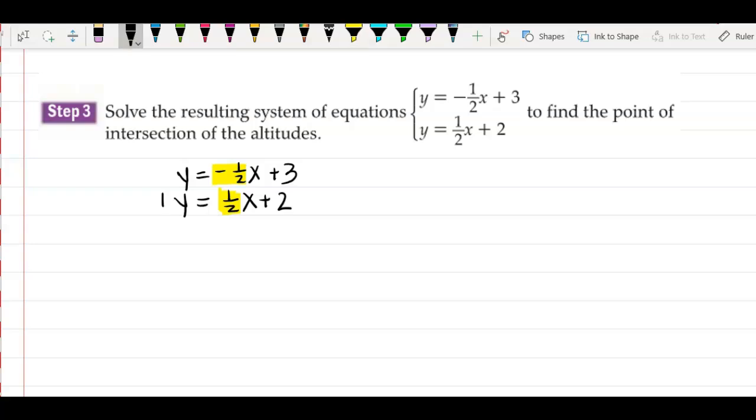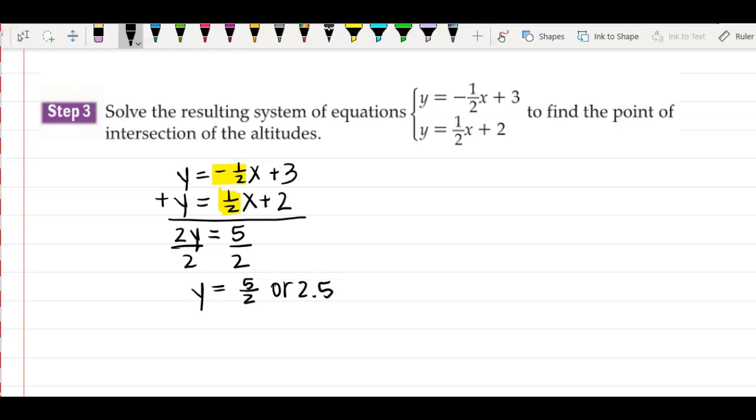So if we add these two equations together, we would get y plus y, which is 2y. -1/2 x plus 1/2 x would be 0. And then 3 plus 2 is just 5. Divide both sides by 2. Our y coordinate should be 5/2, or 2.5, however you want to look at that.